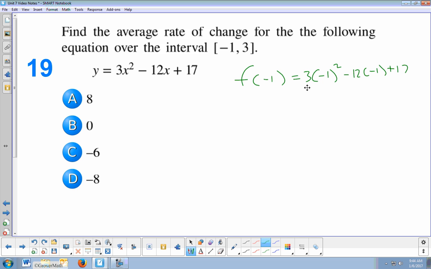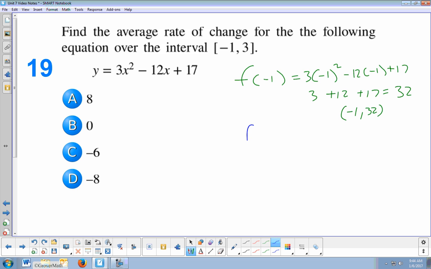So this would be -1 squared is 1 times 3 is just 3. And then -12 times -1 is 12, and plus 17. So we end up with 3 plus 12 plus 17. Let's see, 15 plus 17 is going to end up being 32. So in the end, that would give me the coordinate -1, 32. When I plug in a -1, I get a 32.